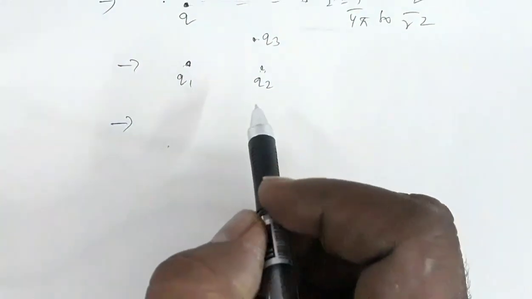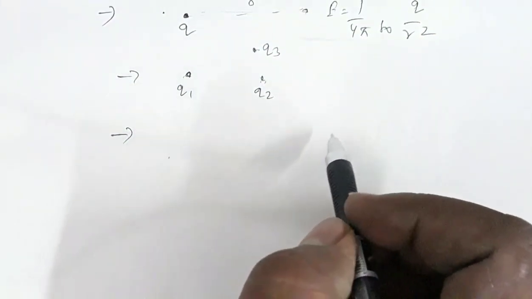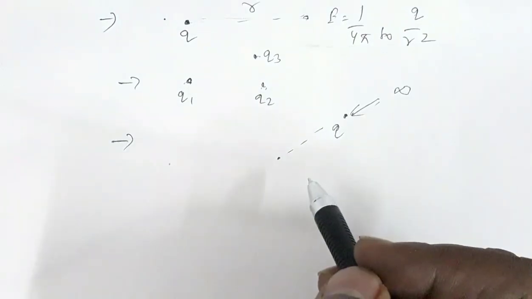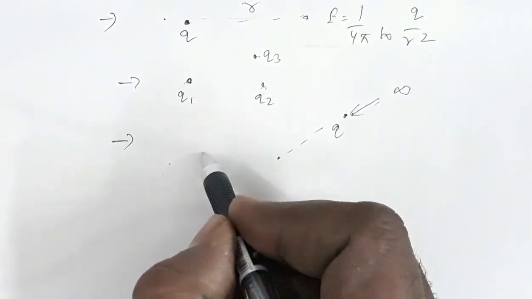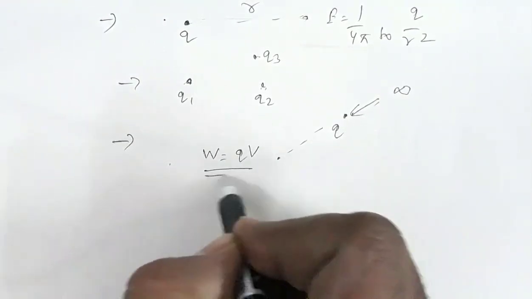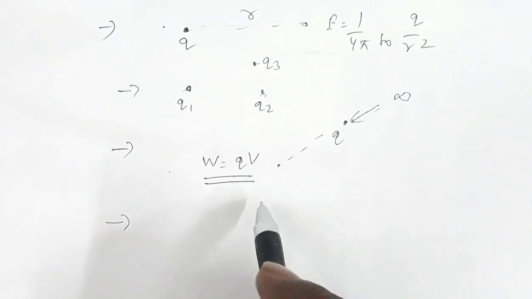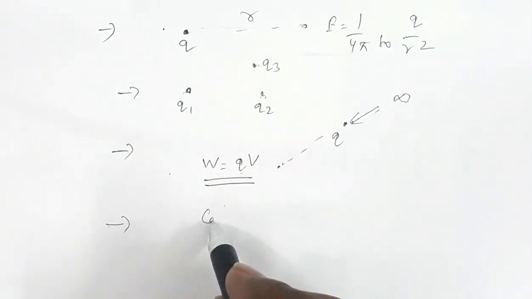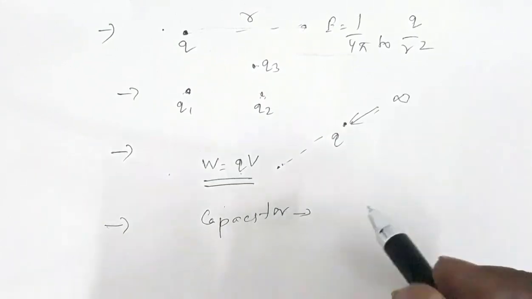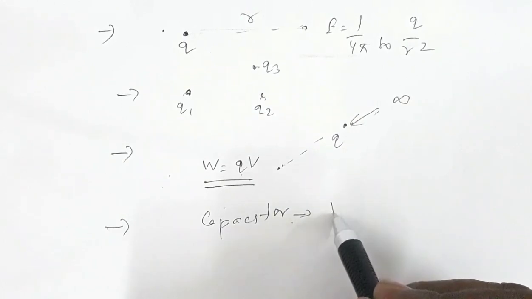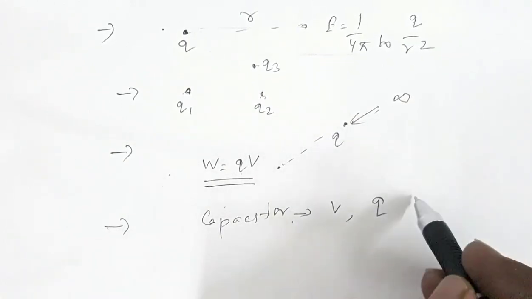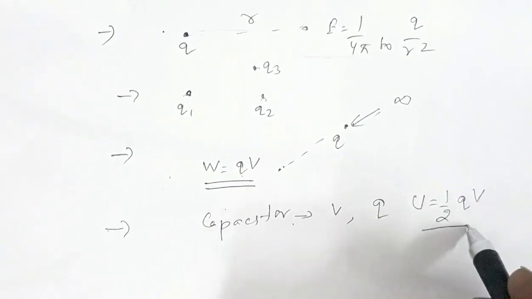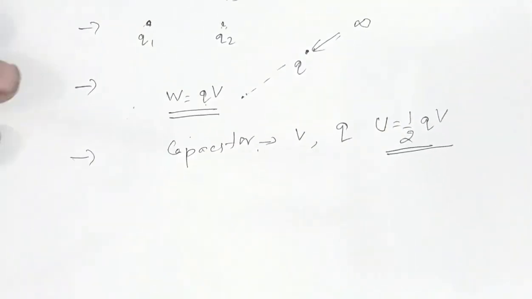Then the other thing is, if a charge Q is brought from infinity to this particular point, then the work done is Q into V. Now, if you have a capacitor and it is given a potential V, so that the stored charge is Q, then the work done or the potential energy stored in the capacitor is half QV. Now, there is an interesting thing in this concept.